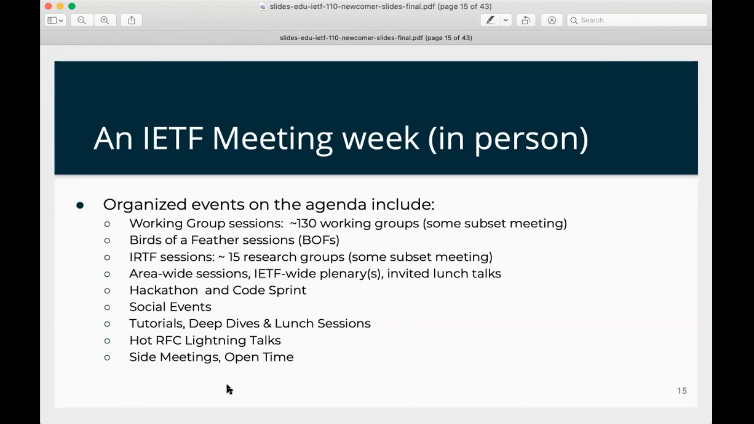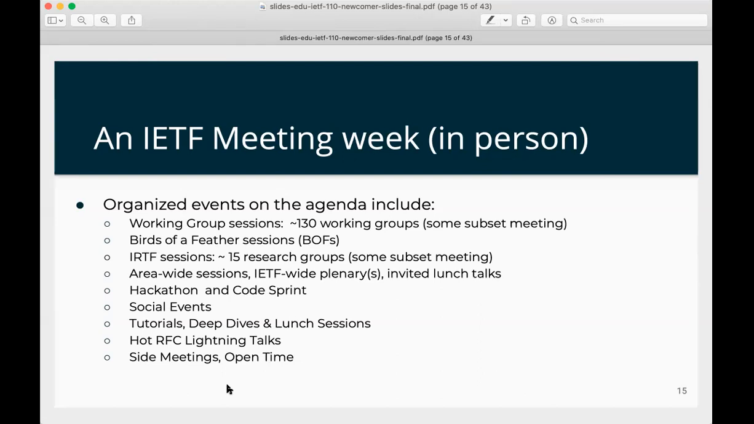You have area-wide sessions, and the plenaries, the invited talks. Like I mentioned with the security area, there's usually on the fourth day of the meeting, on Thursday, a SAG meeting, the security area advisory group. That's basically a security-wide meeting. The apps area, the applications and real time area, generally has an apps area working group and apps area meeting on the agenda. These are sessions that are broader than a single working group. They may still be a subset of the IETF, or if it's the plenary, it could be the full IETF.